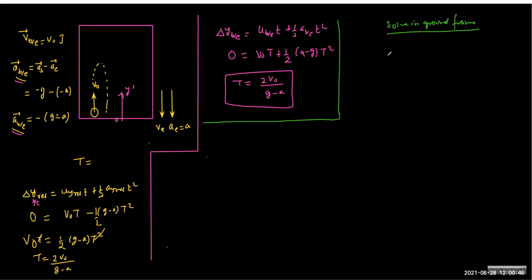Because in ground frame, it is always going down. You can take the downward as positive y-axis. So you know that y of ball is y of elevator at the time it will hit back the floor, and it is leaving the floor also at the same location, I mean the same vertical height. So it's good to take the vertically downward as the y-axis and then solve the problem like this.